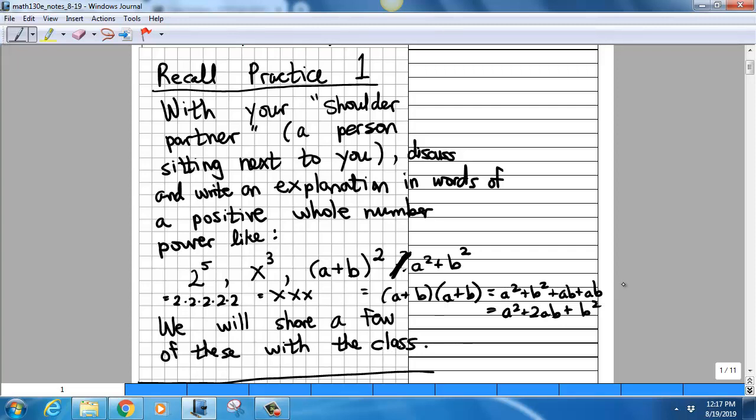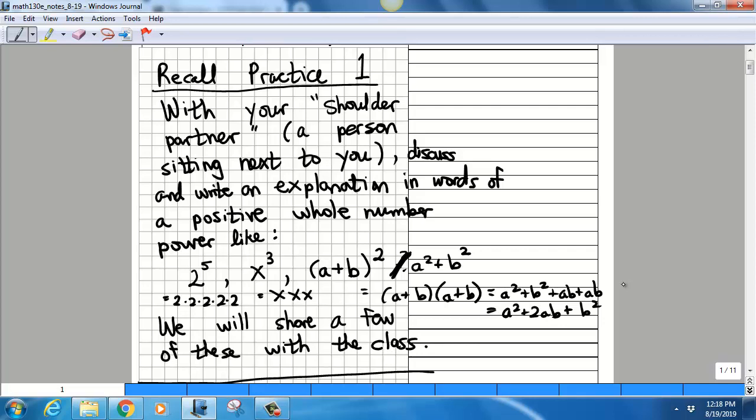So y'all understand that pretty well, right? What that power is telling you, if it's a positive whole number, is how many times you're going to use the base as a factor. Factors are quantities that are multiplied together, right? So that 5 tells you you're going to use 2 as a factor 5 times, or this 3 tells you you're going to use x as a factor 3 times, or this 2 tells you you're going to use a plus b as a factor twice.